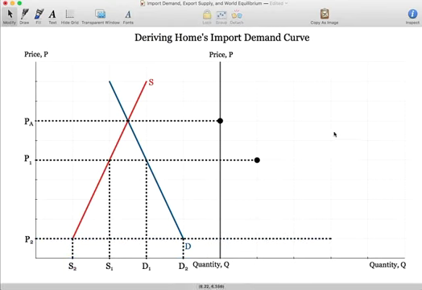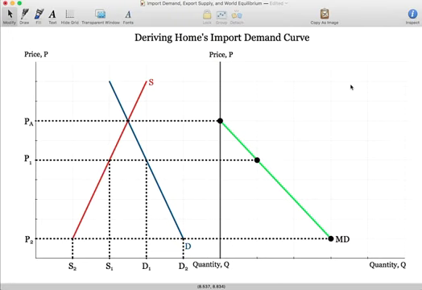So I have 1, 2, 3 units. I can put that point right there. And if I connect those and change that to a solid line, this is import demand. And let me actually move that a little bit away so it's easier to see. And let me change the color of it to green. I believe it was green in your textbook. There we go.